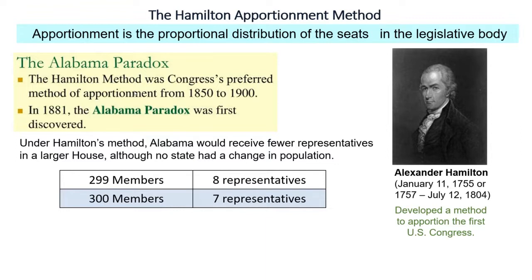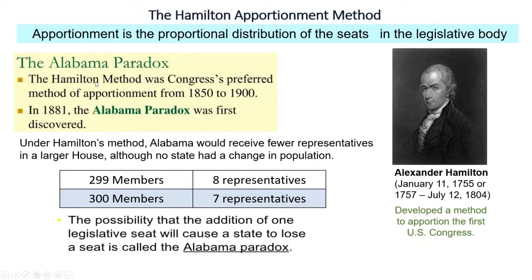According to the new apportionment, Alabama got only seven representatives. You will see why it happens, and it usually happens with smaller states. So the possibility that the addition of a legislative seat will cause a state to lose a seat is called the Alabama paradox. In 1890, it happened again with Arkansas. They increased the House from 359 to 360 by one member, and Arkansas lost a representative.